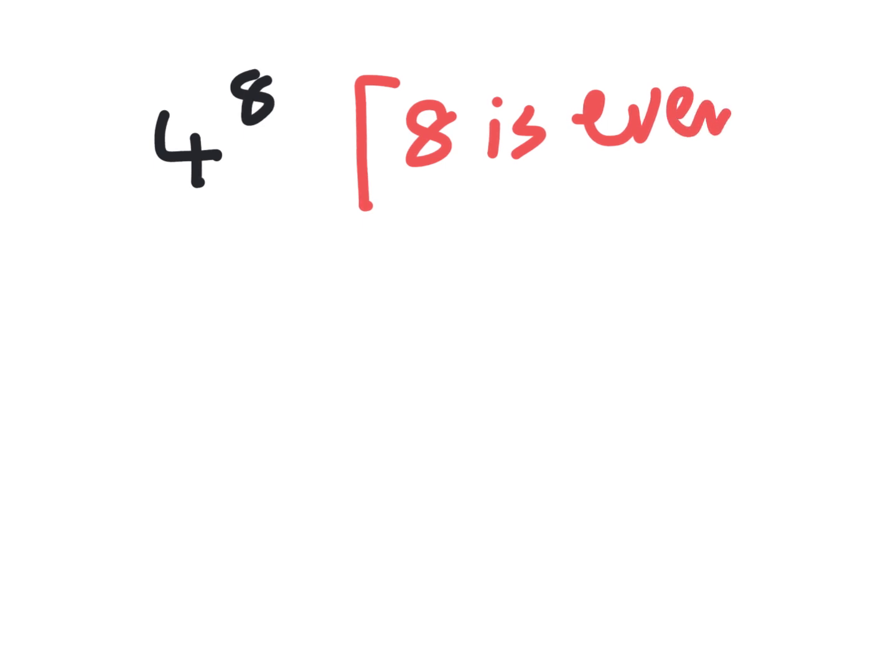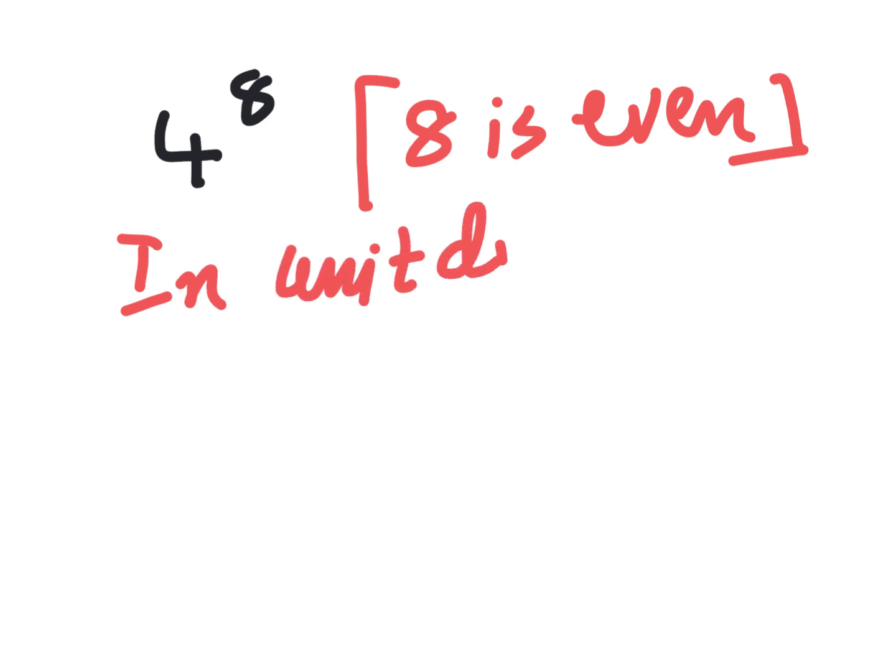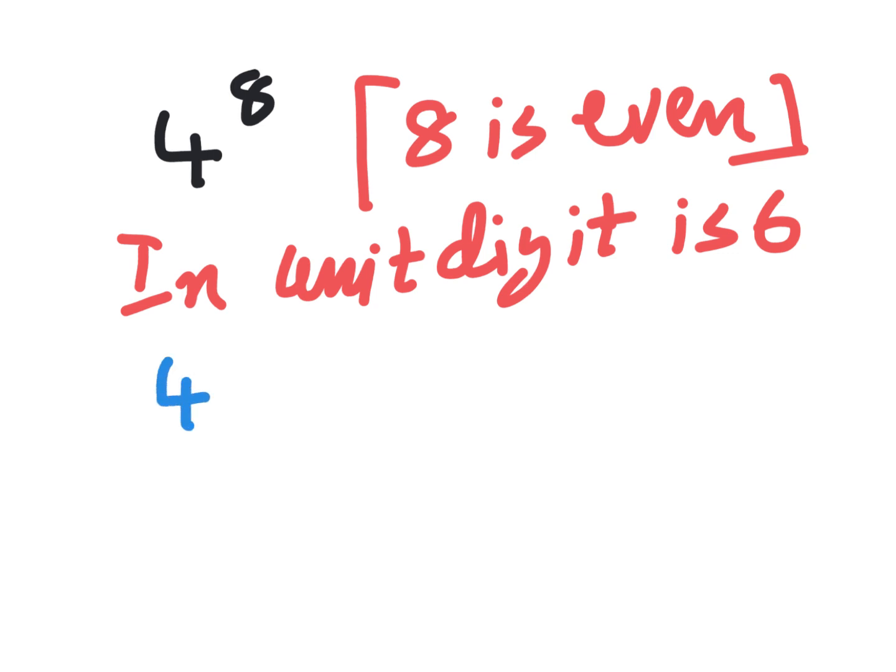4 to the power of 8. 8 is an even number. Then the unit digit is 6. 4 to the power of 7. 7 is an odd number.